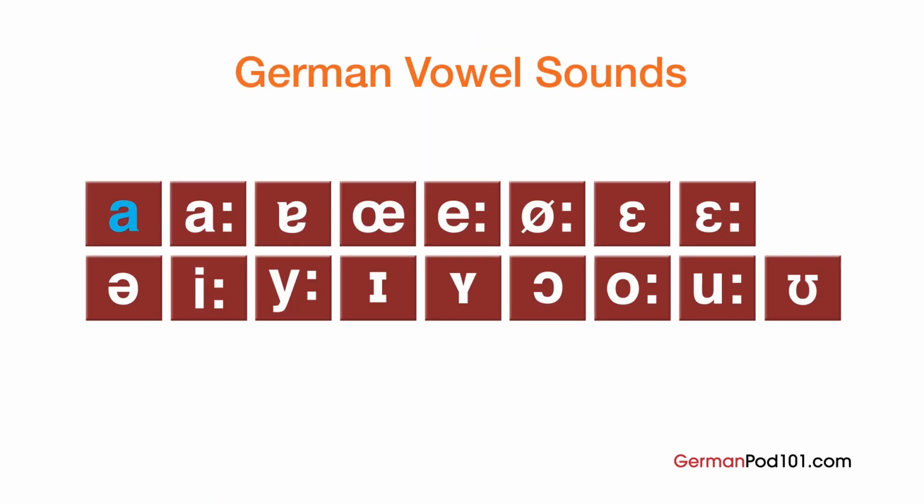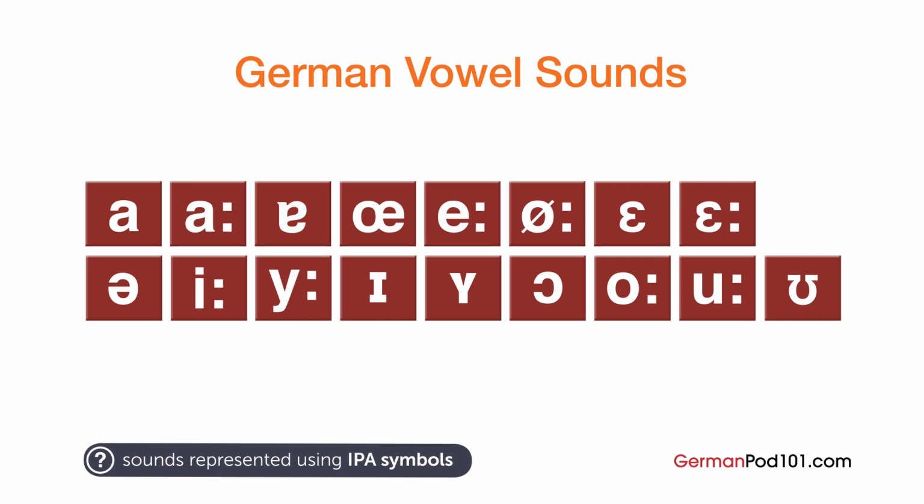Well done! You've just learned all 17 vowels in German. A, Ä, O, Ö, E, Ö, Ä, E, I, Ü, I, Ü, O, U. In this lesson, you'll learn the basics of German pronunciation.